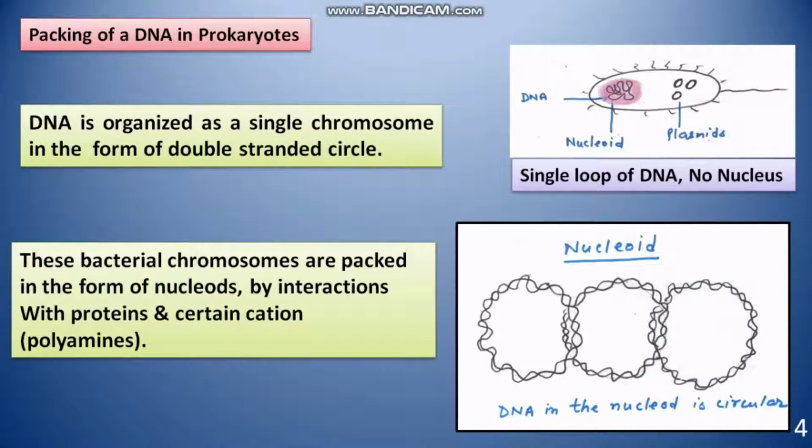Prokaryotes do not have any nucleus. There is no nucleus. So here you can see in the figure a single loop of DNA, and this area is called the nucleoid. In that area this DNA is there. So DNA is organized as a single chromosome in the form of a double-stranded circle. And these circular chromosomes are packed in the form of nucleoids by interaction with protein and certain cations like polyamines. So here you can see these are the DNA in the nucleoid, and they are all circular.